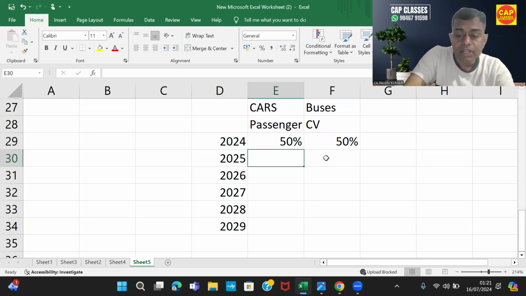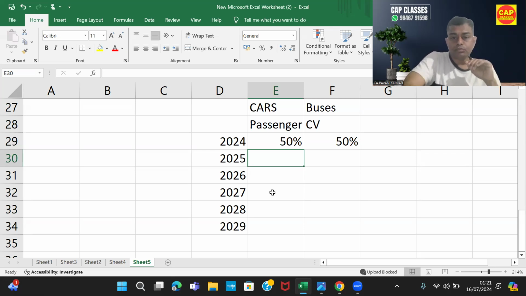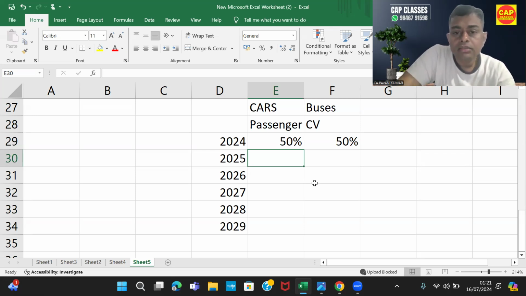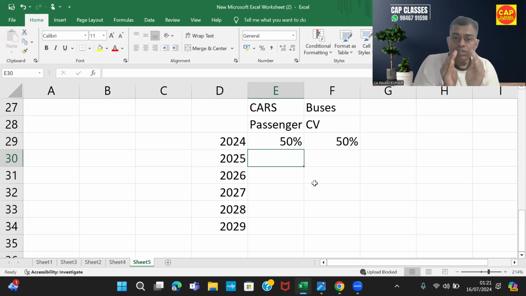So in future, what happens? Probably this is going to be like this. My Excel sheet is stuck. In cars, 50 will become 40, 30, 20, 10, 0, gradually over 5 years. Commercial vehicles will go from 50 to 60, 70, 80, 90, 100. So after 5 years, there is no passenger car. 100% of the business of the company is commercial vehicles.